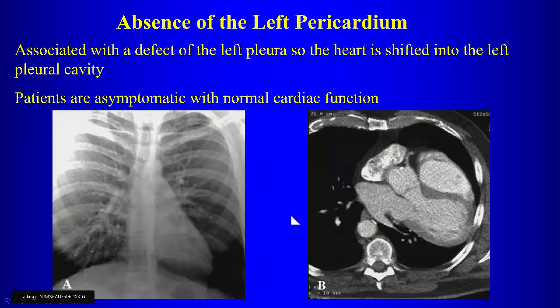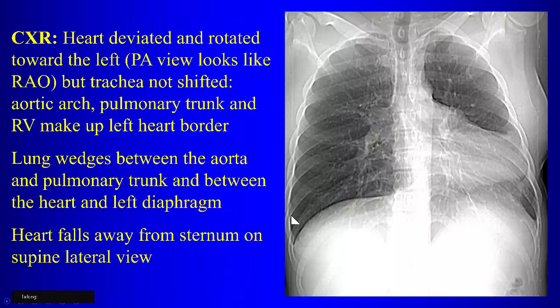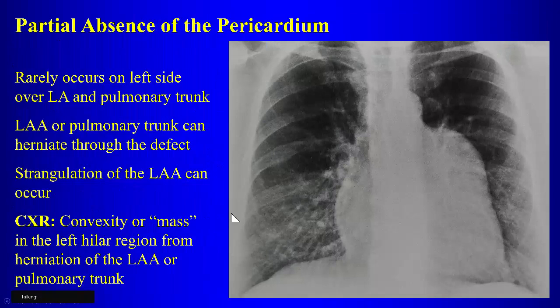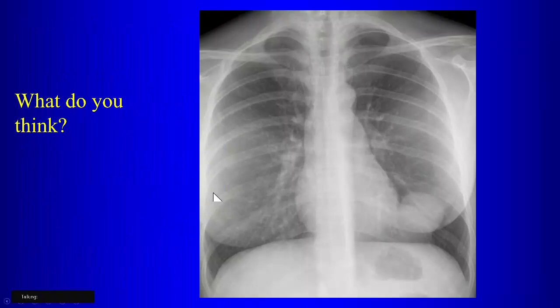Many patients can be asymptomatic with normal cardiac function. So we talked about all of these findings already. Now, there is something that's even more unusual, partial absence, where the pericardium is just missing over the left atrial appendage. So this is somewhat more dangerous because here you can get herniation of the left atrial appendage and strangulation through the defect in the pericardium. So this is partial absence of the pericardium, and you might get herniation of the left atrial appendage there.